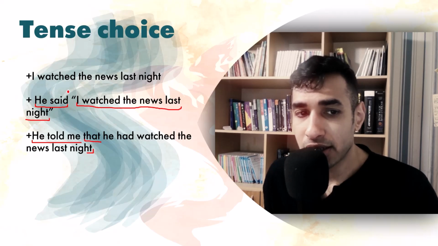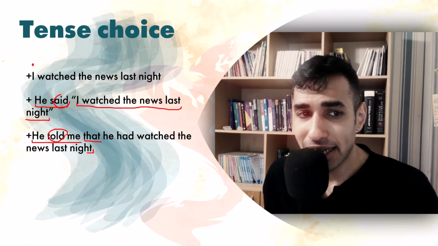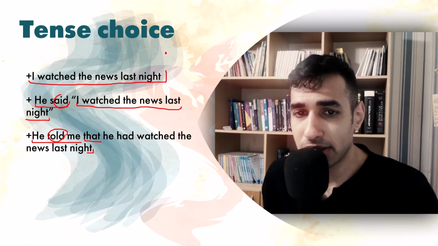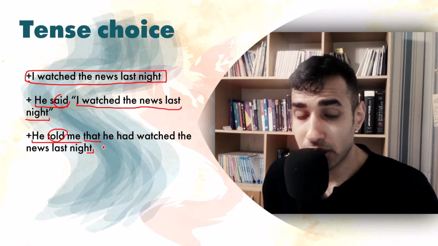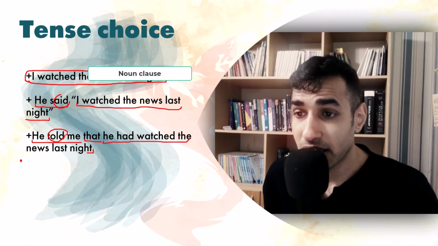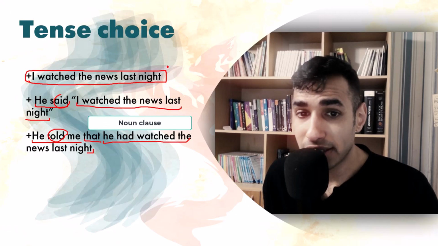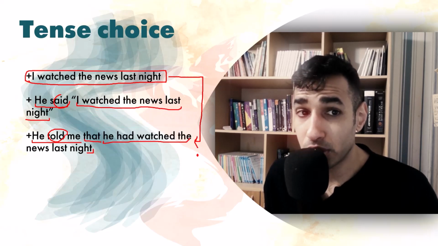Reporting clauses contain a reporting verb like say, like tell. These are reporting verbs. And this statement, I watched the news last night, this is my statement that I want to report. This statement in indirect speech, he had watched the news last night, this is a noun clause. So the statement becomes a noun clause. This is just a recap on how to use tenses.